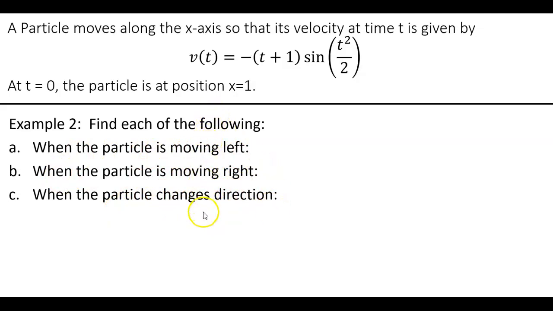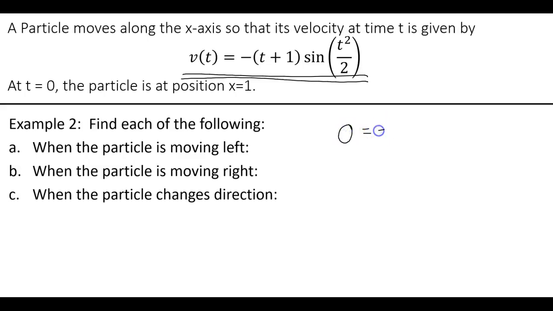Now, all 3 of these questions can be answered in the following way. What you're going to do is you're going to find where the velocity equals 0, and you're going to do a number line test. And anytime the velocity is negative, that would mean that it's moving to the left. And anytime it's positive, that would mean that it's moving to the right. And then wherever it switches, that's where it's changing direction, right? So how do we find where this function equals 0?